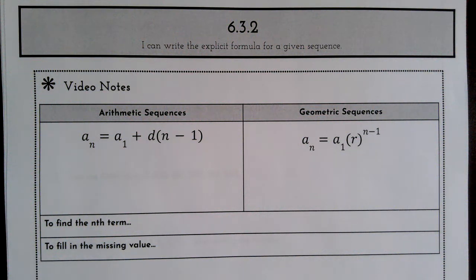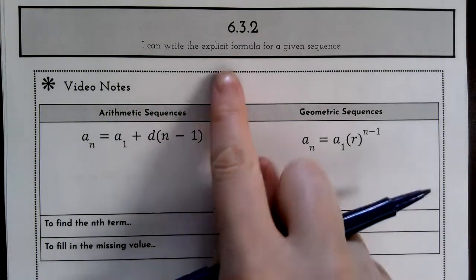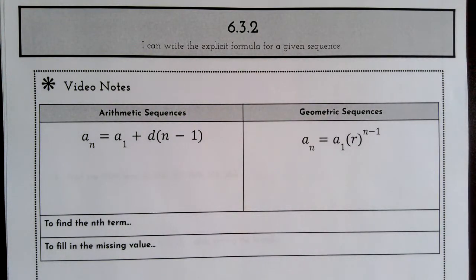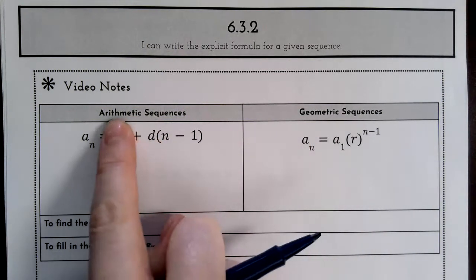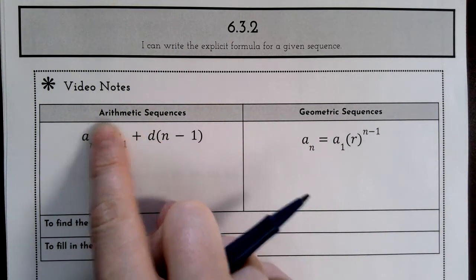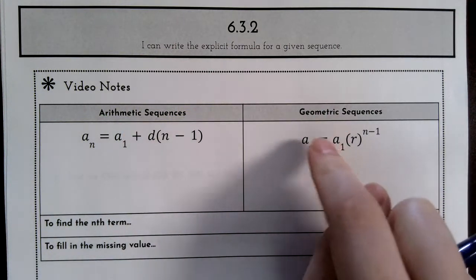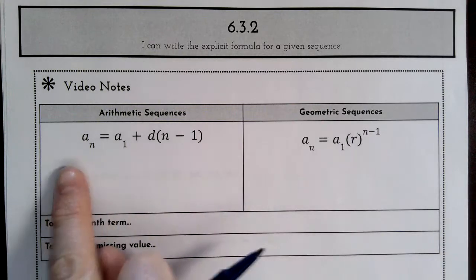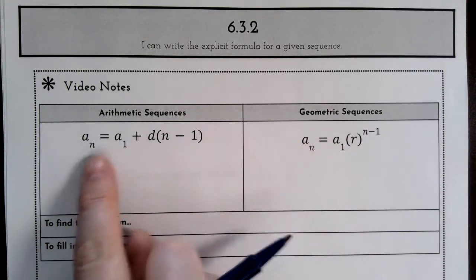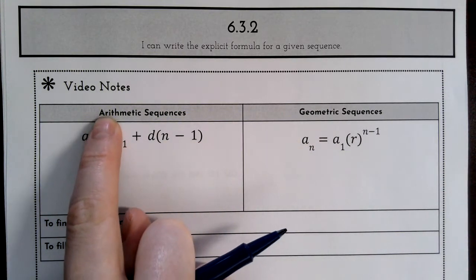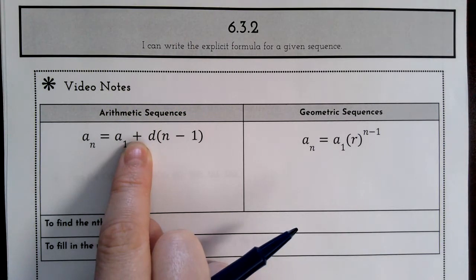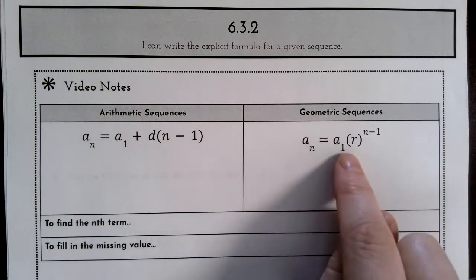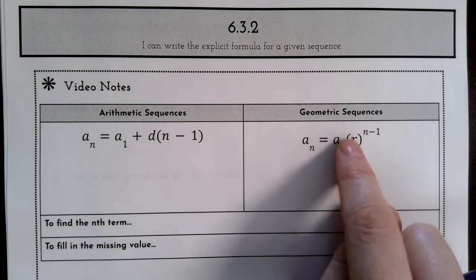Hello. In this video, we're going to go through Learning Target 6.3.2, which is writing the explicit formulas for given sequences. So for our sequences, here are two that we talked about before: arithmetic, which is where we're adding, and geometric, where we're multiplying. And these are their formulas, which we will give you on tests. You just have to know which is which. Because arithmetic is adding, there's an addition sign. And because geometric is multiplying, there's a multiply sign or parentheses.